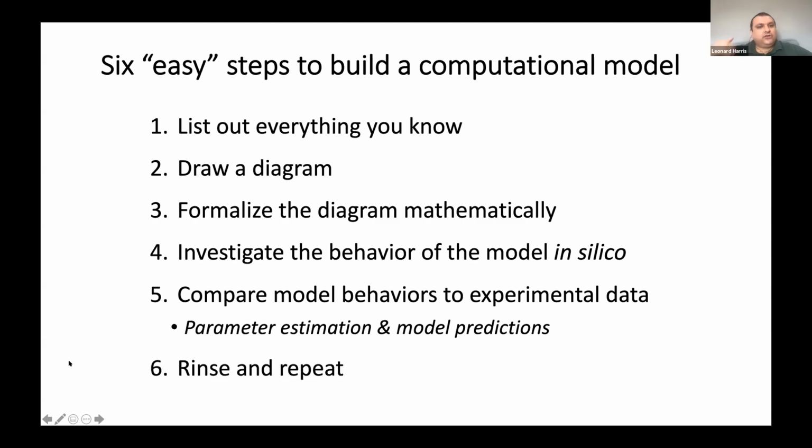Okay, and then you just repeat. So as I said, you use your model or models to make predictions that can then drive new experiments. And now that you've got new experimental data, or there might be new data from the literature, you now know some new things. So you have to add that to the list or modify your list somehow. You may have to modify your diagram, and then you may need to reformalize it, change your model structure, and then redo this whole process. And it's an iterative process. It just keeps going over and over again.